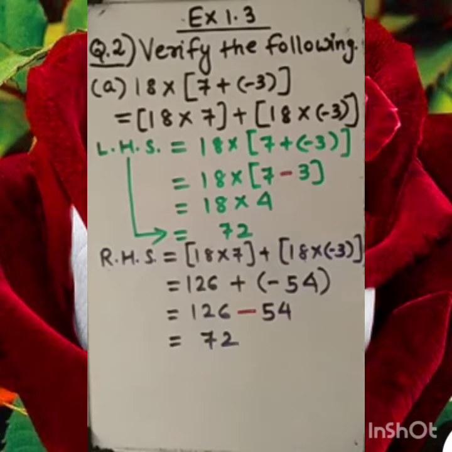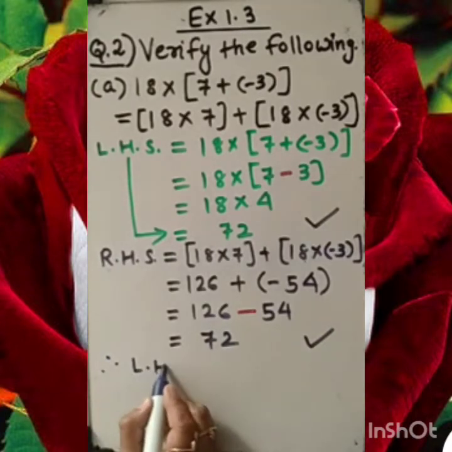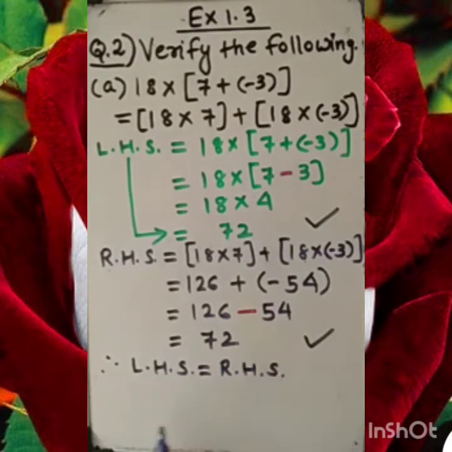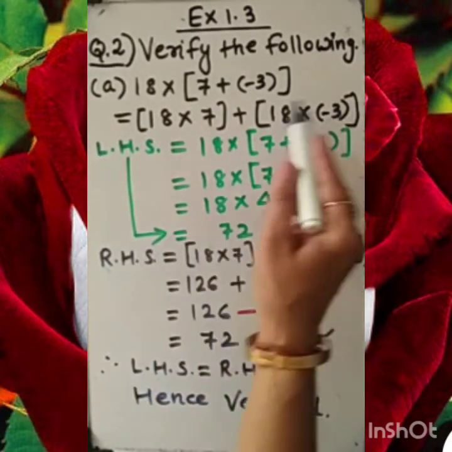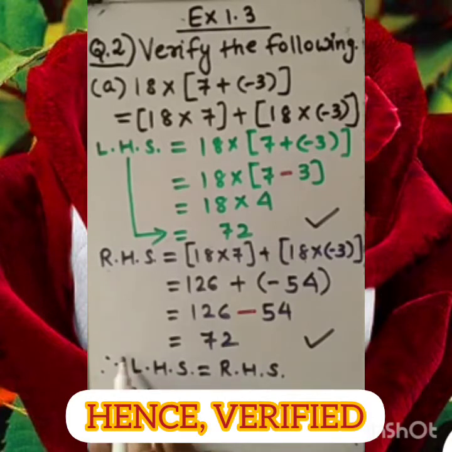Now in both cases we can see LHS is 72. RHS is also 72. Therefore, we need to write here, therefore LHS equal to RHS, and we need to write hence verified. Hence verified. Fine. We need to mention, either you can repeat the question you are given at the end, or if not, then we need to mention here LHS equal to RHS and hence verified.